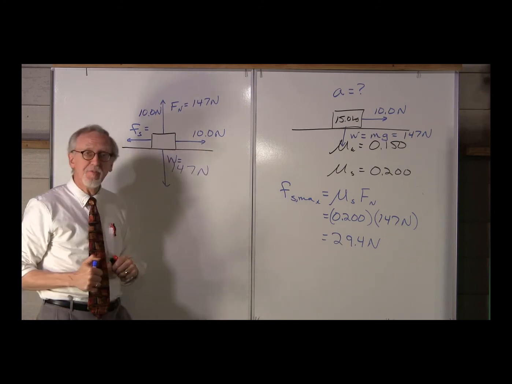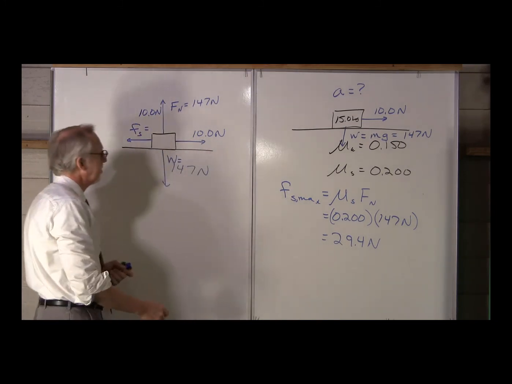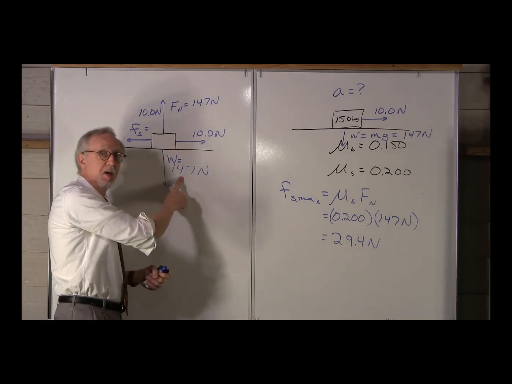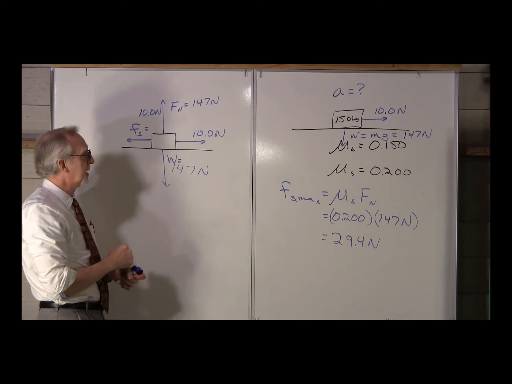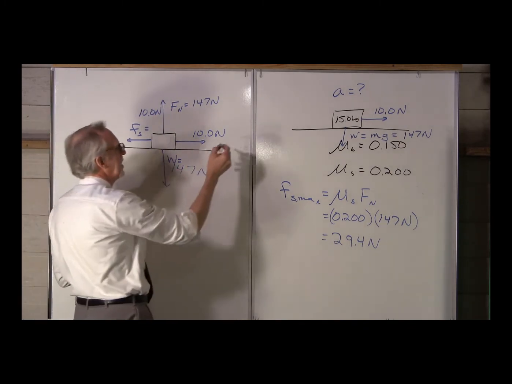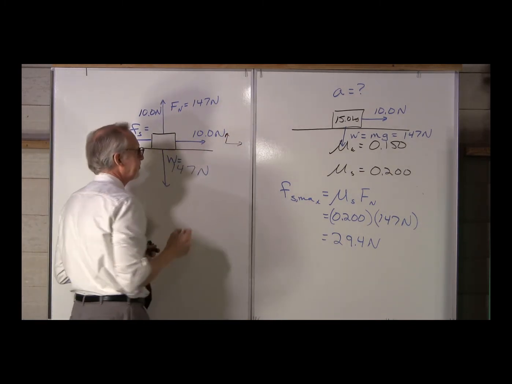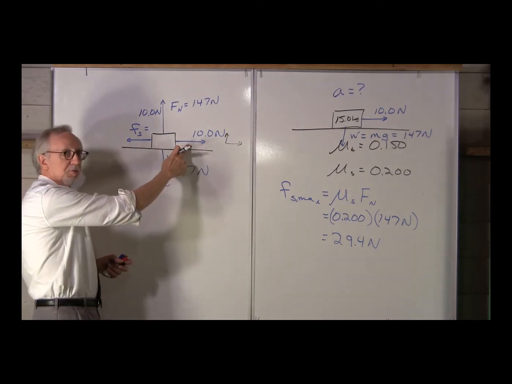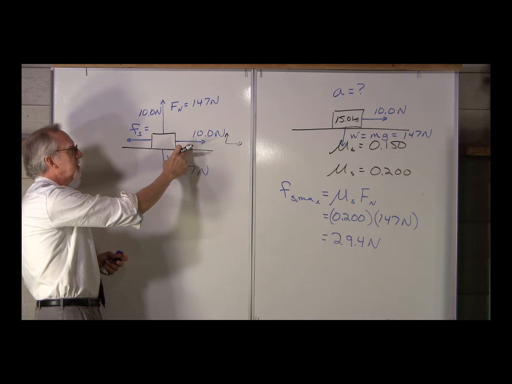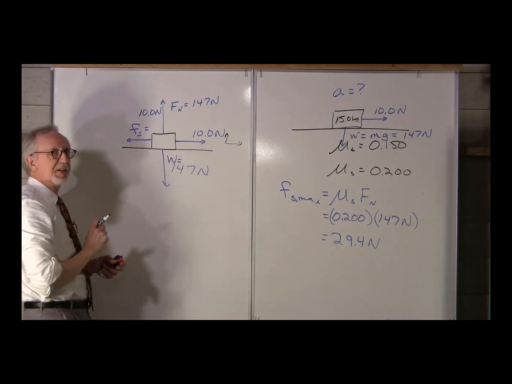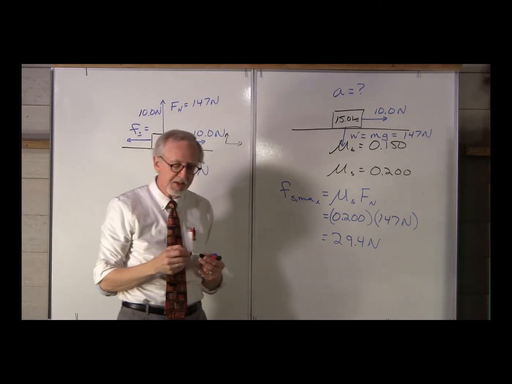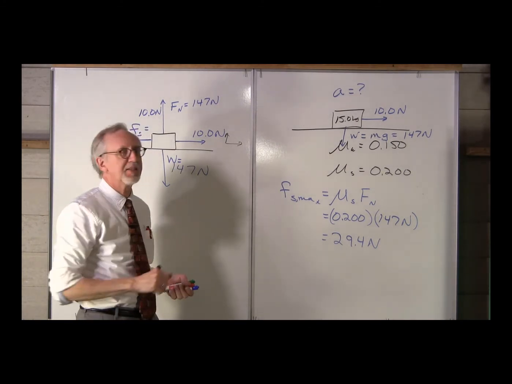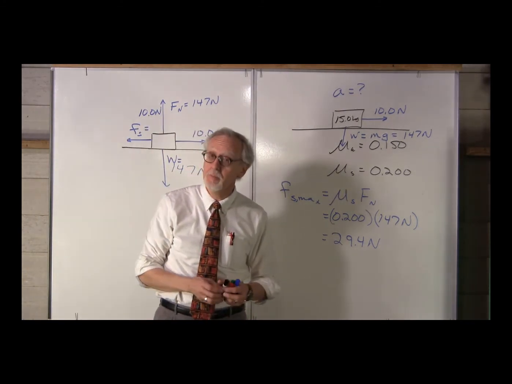So what's the net force acting on the block? We've got 147 newtons up, 147 newtons down, 0 net force in the y direction, assuming that we think about x and y this way. What's the net force in the x direction? 10 newtons in the positive x direction, 10 newtons in the negative x direction. What's the net force in the x direction? 0. 0 net force, 0 acceleration. The block does not move.